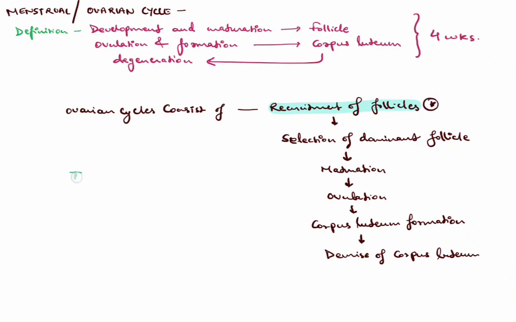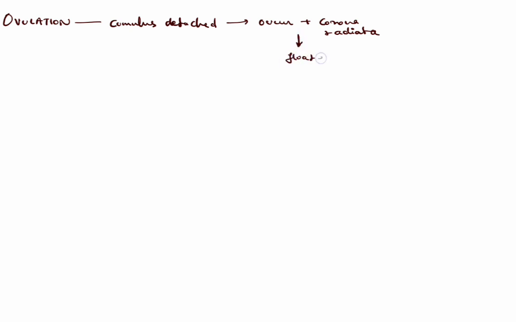Recruitment of follicles is done on the basis of some hormones. The good one is selected. The cells adjacent to the ovum are arranged radially, which is the corona radiata, which is important in deciding the fertilization. Ovulation: the cumulus in the Graafian follicle gets detached, and the ovum and the corona radiata are released, and float in the liquor folliculi.